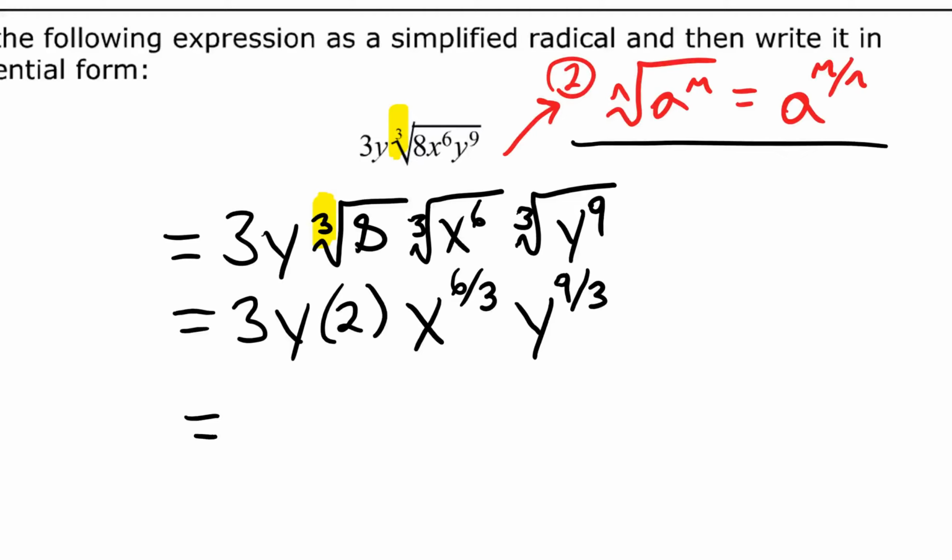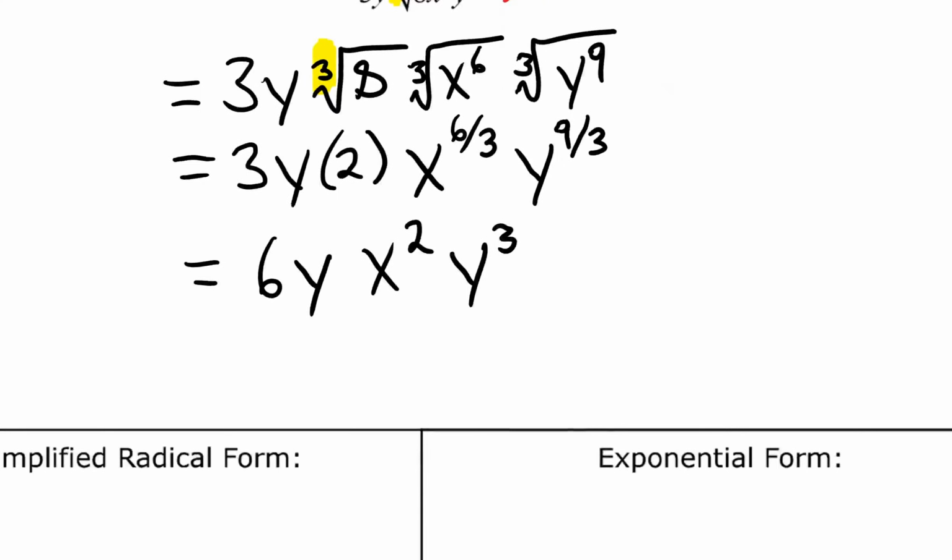This is going to be equal to 3 times 2 is 6y. Okay, x is to the power of 6 divided by 3. 6 divided by 3 is just 2. And y is to the power of 9 divided by 3, which is just 3. Now, it looks complete, but we can actually combine the two y terms at the very end to write this as 6x squared times y to the power of 3 plus 1, which is not written, but we know it's there. 3 plus 1 is 4.